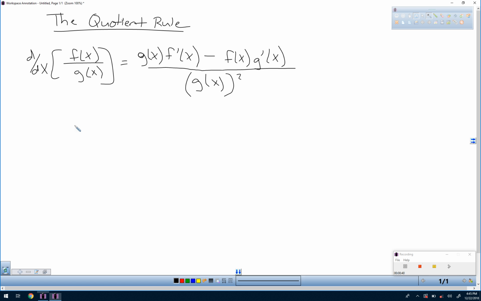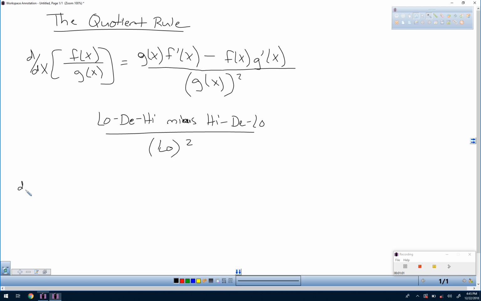Another way of thinking about it is this expression: low d high minus high d low all over low squared. That's another way of thinking about it.